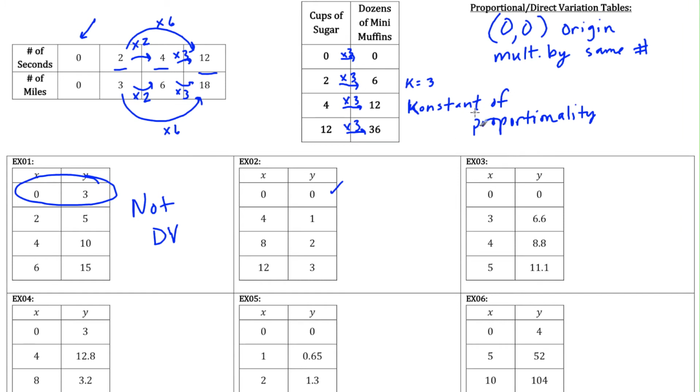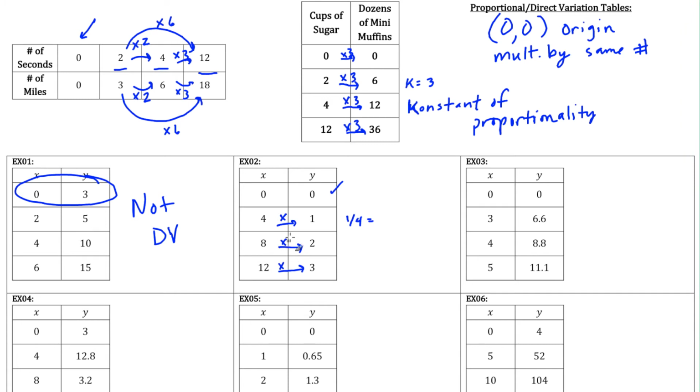And now we need to check and see if there's a constant of proportionality, something that we multiply by. Let's see. So I'm going to back up. If I didn't know 2 times 3 was 6, if I didn't know this was times 3, I would always divide going backwards. Like 6 divided by 2 would give me the 3. 12 divided by 4 would give me the 3. 36 divided by 12 would give me the 3.